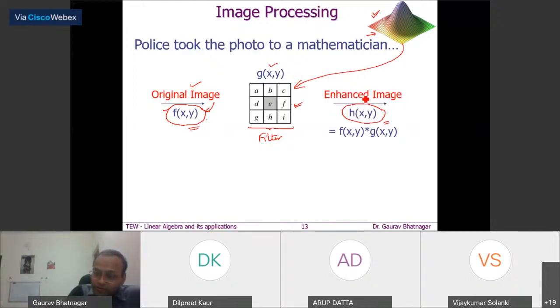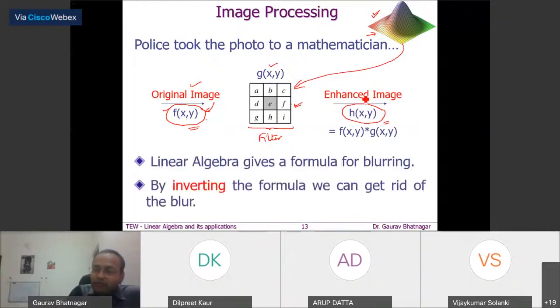So linear algebra gives the formula for deblurring. Of course, when I say linear algebra, I am basically referring to this particular matrix. However, the formula is derived from the distribution which you receive from the estimation theory of probability and statistics. So let's say this particular distribution is available, then of course I can construct this tiny matrix.